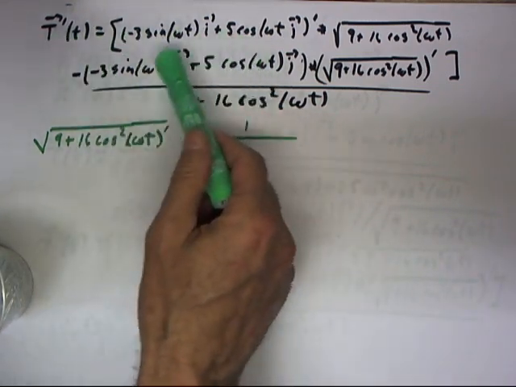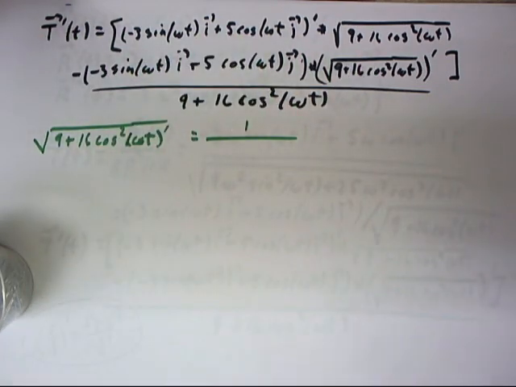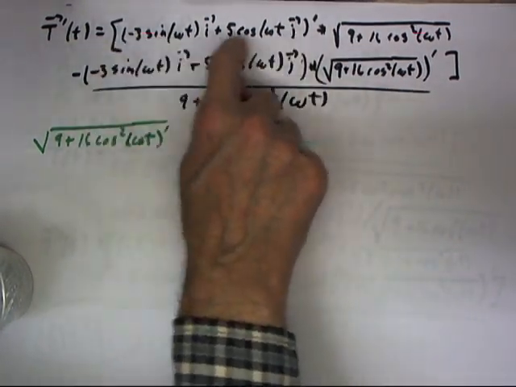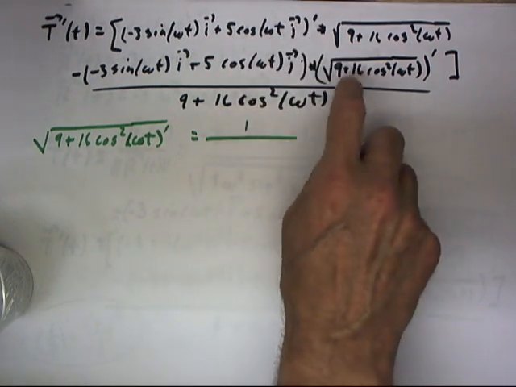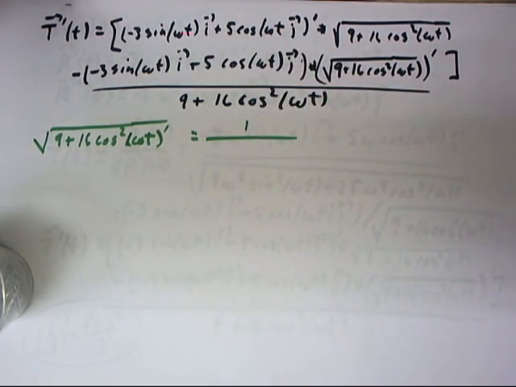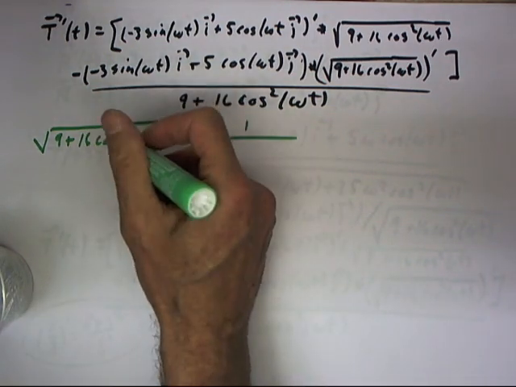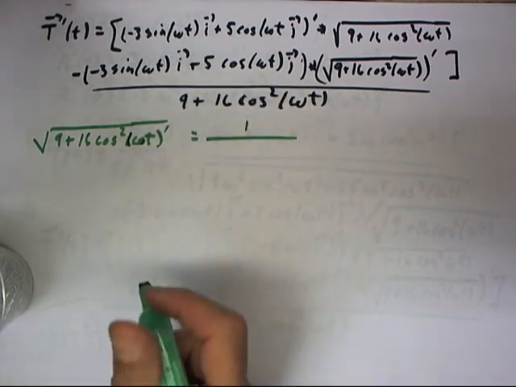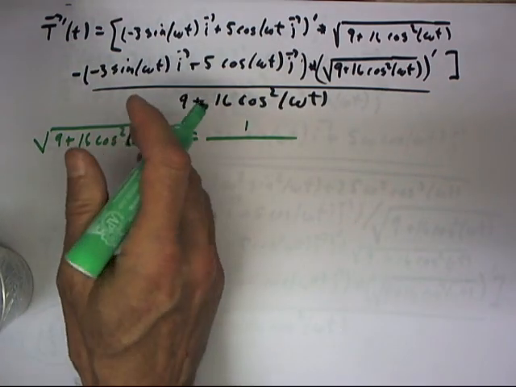I've rewritten our expression for T prime of t, and we're going to go ahead and do these derivatives. Now, this derivative is going to be rather straightforward. This derivative is really the only one that requires a couple of steps, and I'm going to apply the chain rule. I'm not going to write out the details of applying the chain rule. This is something you really need to know.